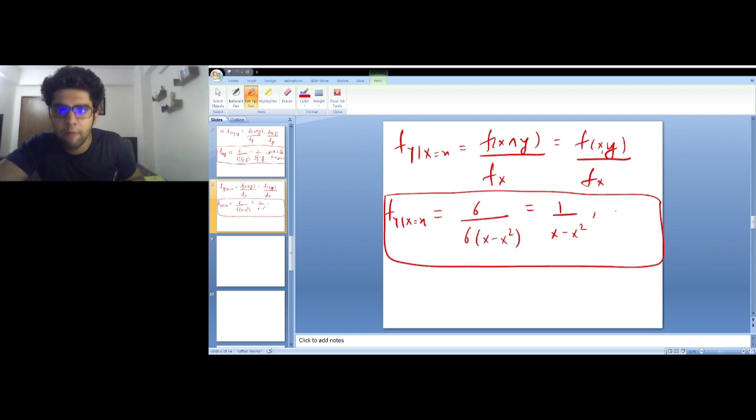So f of y given x, again, we are writing the limits that were given to us. So y was lying between x square and x, and at the same time x lies between 0 and 1. They have written it like this. Again, that means the same thing.